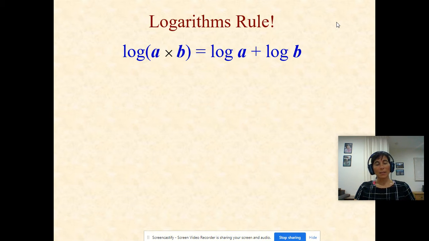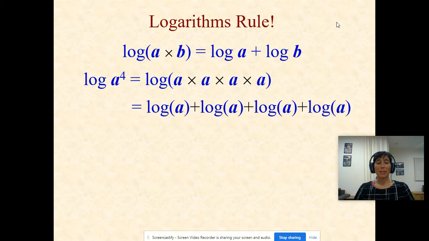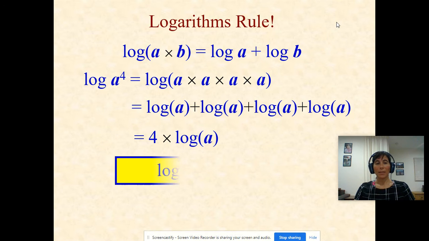Looking at that first rule I just did there, log a times b equals log a plus log b. Following that, if we had log of a to the power of 4, that means it would be the same as log a times a times a times a. So we could then break that down and say that's the same as log a plus log a plus log a plus log a. How many of them do we have there? We've got 4, so it's 4 log a.